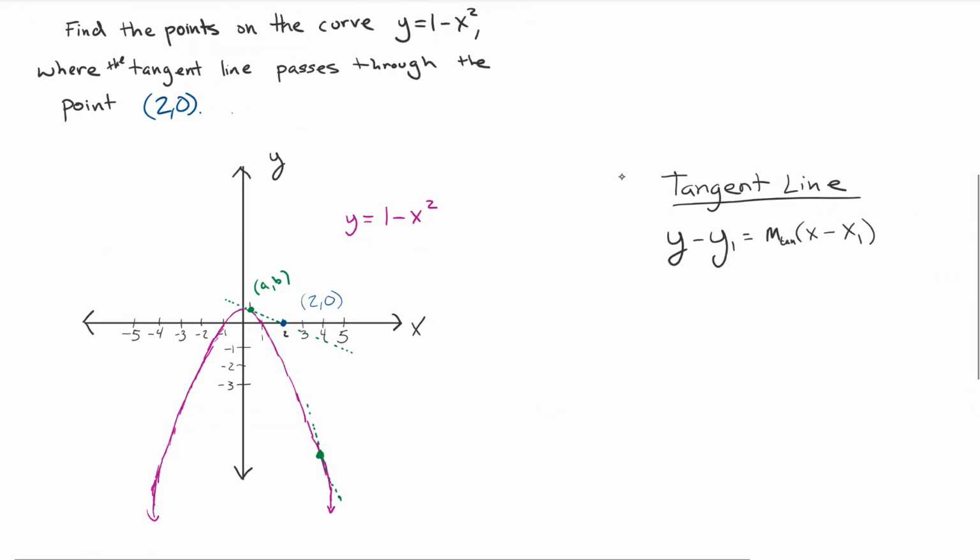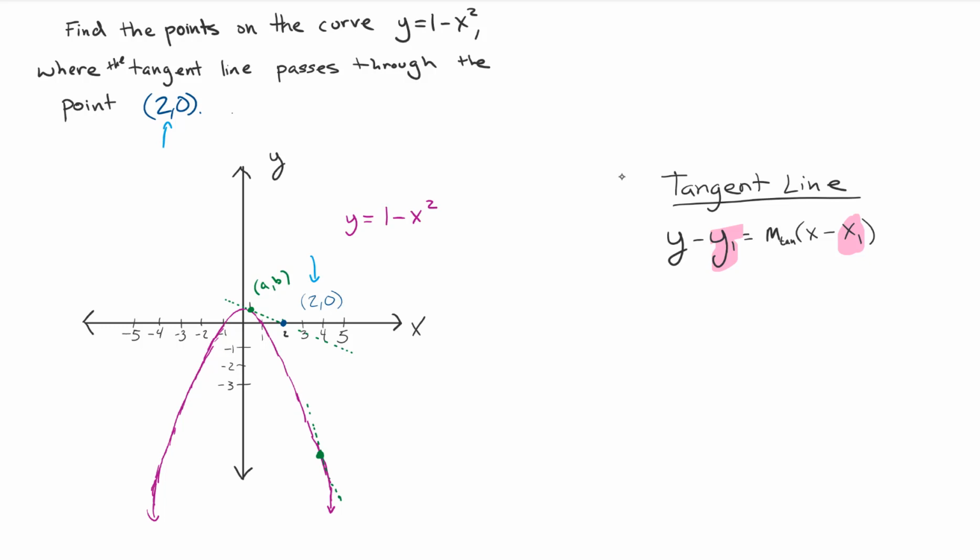So let's look at our equation of a tangent line. We get y minus y1 is equal to the slope of the tangent line times x minus x1. But what we're really looking for here is x1, y1. We can find the slope of the tangent line right now, because we know that it goes through the point (2, 0). We could just plug in x equals 2 into the derivative of y. That's not what's making it hard. It's getting the x1, y1. That's the game. We're trying to find the particular points.